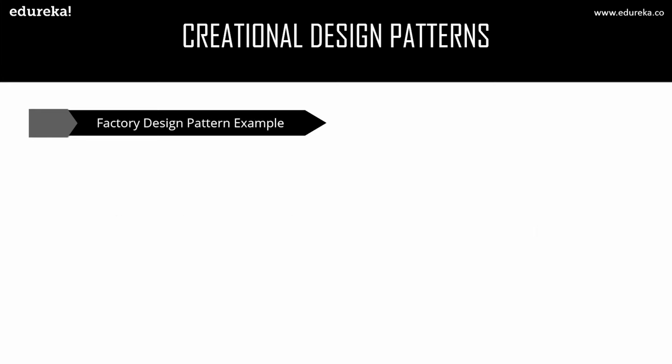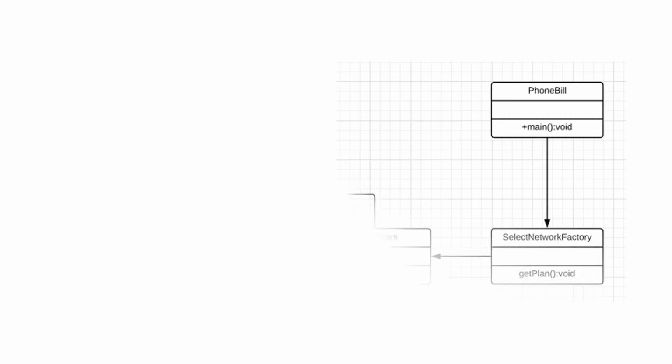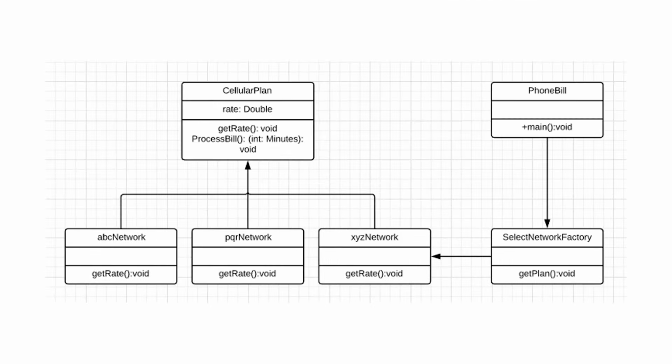Let us deal with an example of factory design pattern. Let us assume that we have three cellular network plans which describe the call cost per minute. Here we have three different networks, namely ABC network, PQR network and XYZ network, along with their charges per minute. Let us find out the cost of a certain number of minutes on each network. So this is the UML diagram for our example.